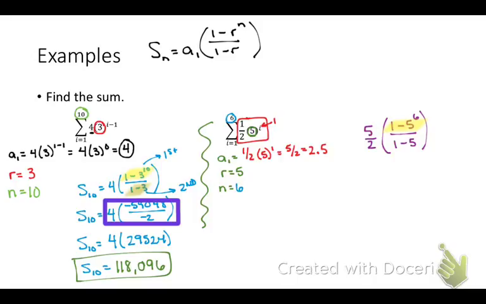And I'm going to get negative 15,624. And I'm going to divide by negative 4. Whenever I do, I have 5 over 2, or 2.5, whatever you want to use, and 3,906. Multiply that by 2.5, or 5 over 2, 9,765.